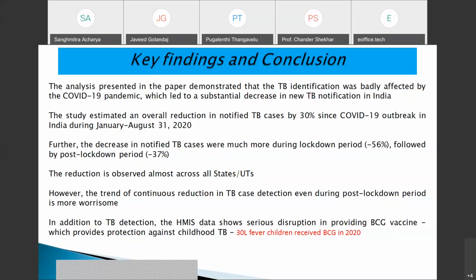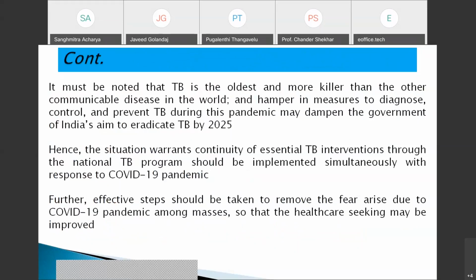In addition to TB detection, the HMIS data shows serious disruption in providing BCG vaccination, which provides protection against childhood TB. We see that 30,00,000 fewer children received BCG in 2020 compared to 2019. It must be noted that TB is the oldest and deadliest communicable disease in the world, and hampering measures to diagnose, control, and prevent TB during this pandemic may dampen the Government of India's aim to eradicate TB by 2025.